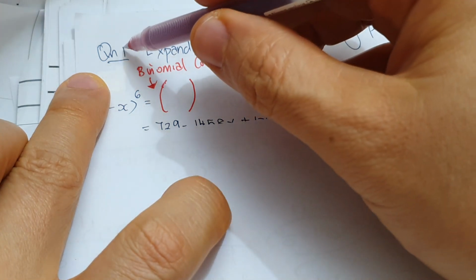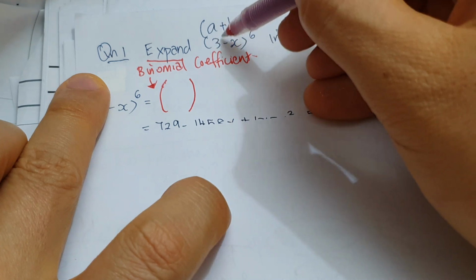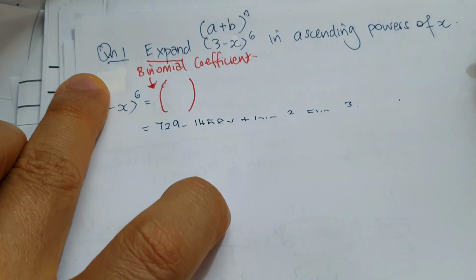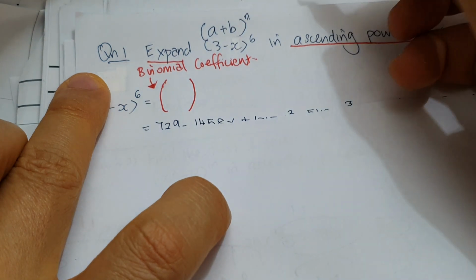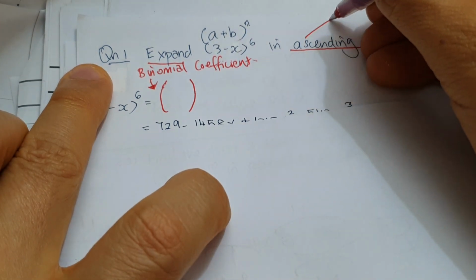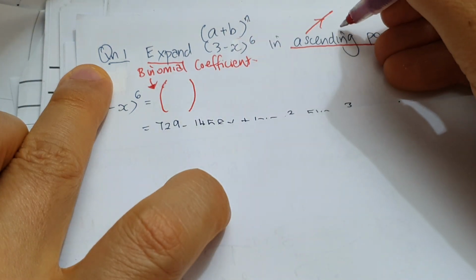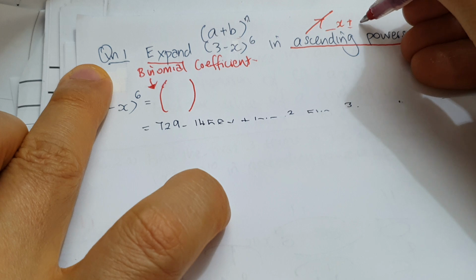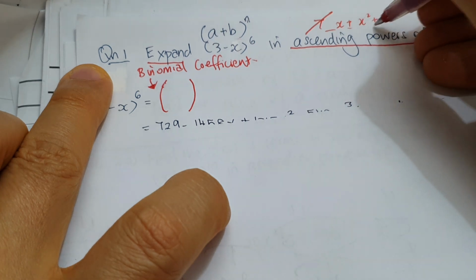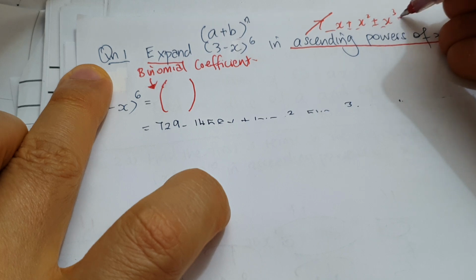So in this question number 1, they ask you to expand this. Expand means you need to open up the bracket. And they want it in ascending powers of x. Ascending means increasing powers of x. So it could be like x, something x, then either plus or minus something x squared, then plus or minus something x cubed, and so on and so forth.